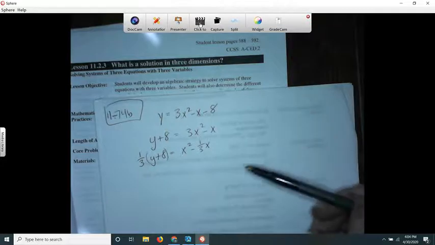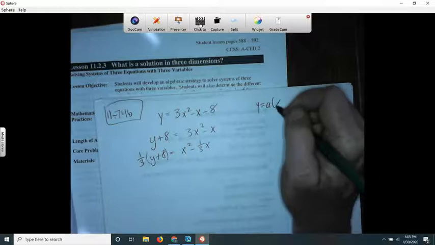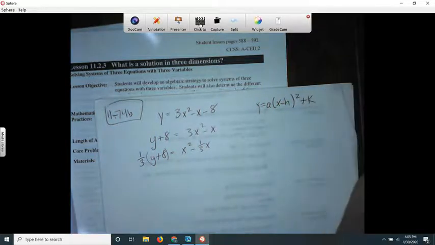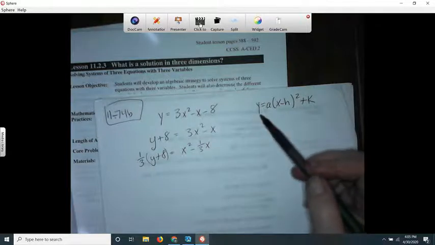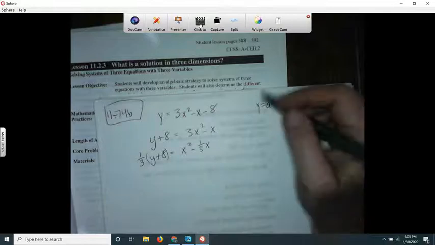So I know that graphing form is y equals a times (x minus h) squared plus k, something like that, or you can say y minus k equals a times (x minus h) squared. That's graphing form.